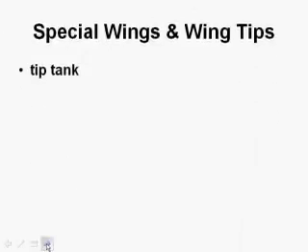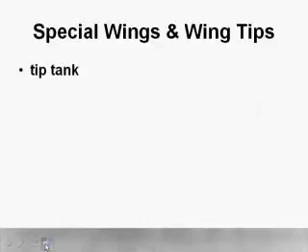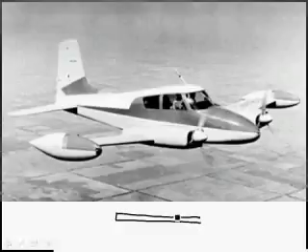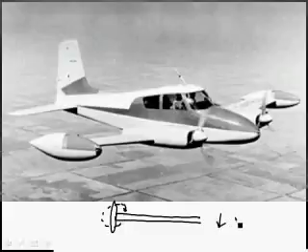Special wings and wingtips. Tip tanks. I love tip tanks. Of course, they're primarily put there to hold fuel, but if you had a wing with a tip tank on it, it acts kind of like a winglet. This higher pressure air can't easily get to the top, and of course, it's going to reduce wingtip vortices. I love saying wingtip vortices. And of course, twin engine Cessnas all have tip tanks.